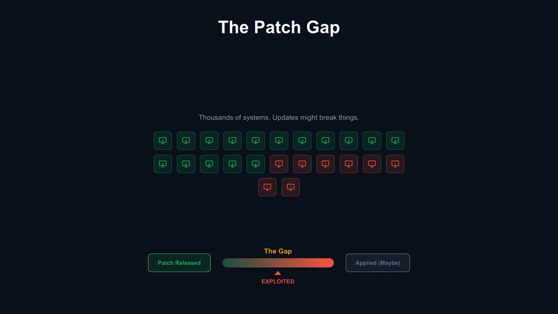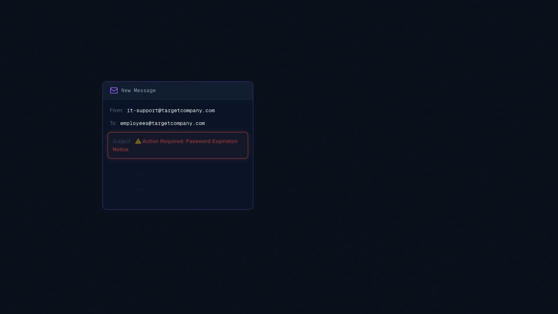But our attackers have a backup plan. Even patch systems have one vulnerability that never gets fixed. Humans. Social engineering exploits human psychology, not software bugs. It's devastatingly effective. Our attackers craft a phishing email. It looks like it's from the company's IT department.